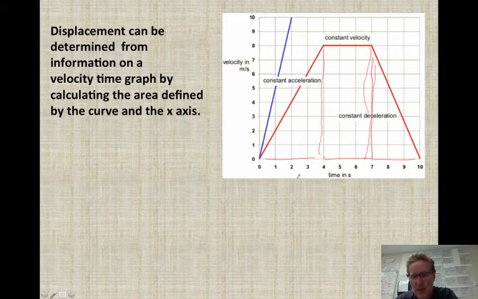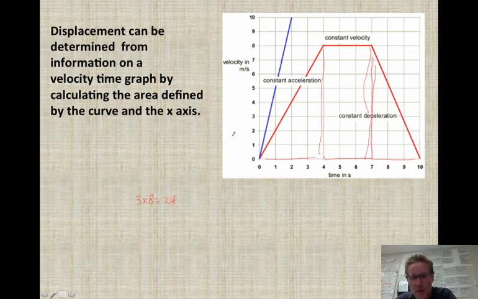So the rectangle, since it's 3 blocks or 3 seconds worth, and then we have 8 meters per second. For that area, I'm going to have 3 times 8, which is going to be 24.